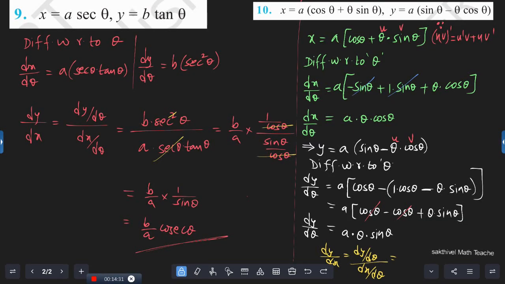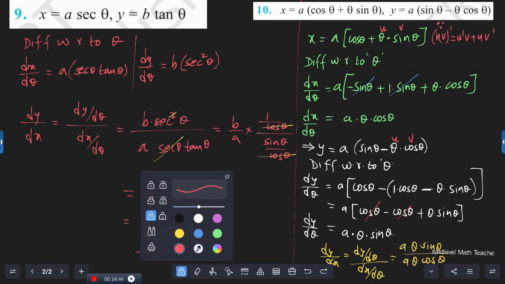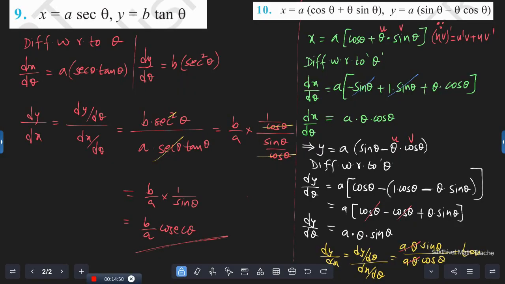dy by d theta is a theta sin theta, divided by dx by d theta, which is a theta cos theta. So the a theta cancels in both numerator and denominator. After that, sin by cos, what can we say? Tan. So that is the answer for question number 10. I hope you understand question number 10. Question number 10 is important.